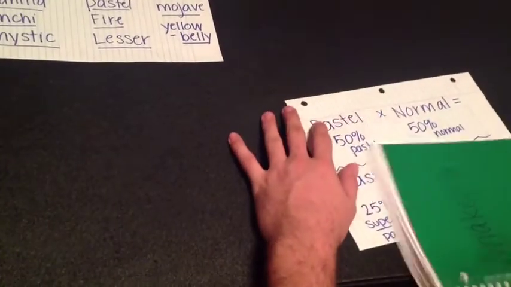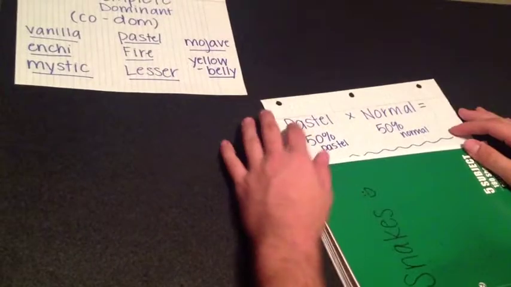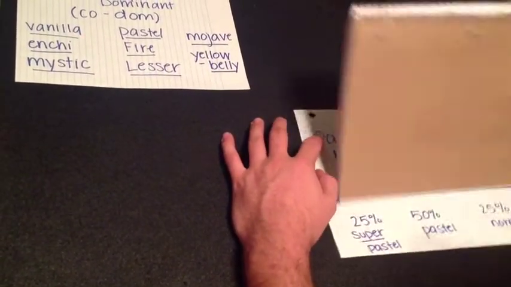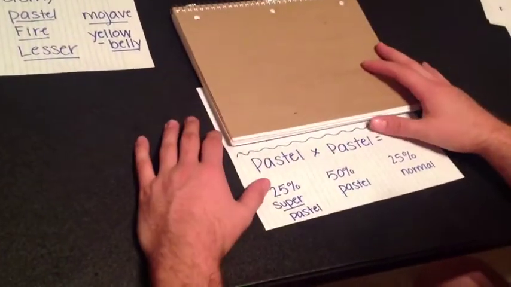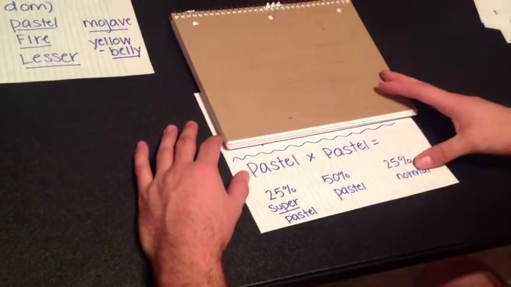If we have a pastel and we breed it to a normal, 50% of the babies are going to be pastel, 50% are going to be normal. Alright, if we breed a pastel to a pastel, 25% are going to be super pastel, 50% are going to be pastel, 25% are going to be normal.